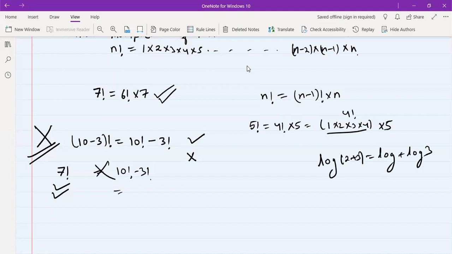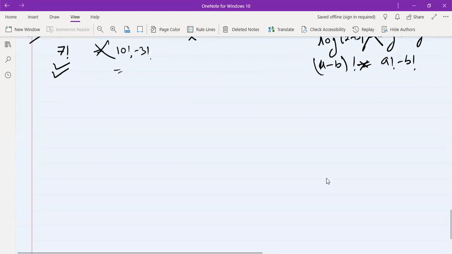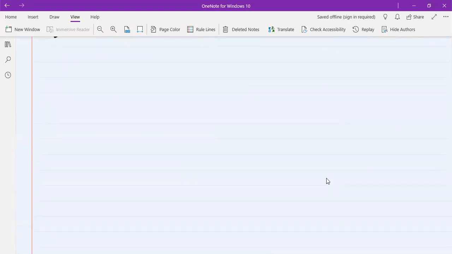No, right? In the same way, (a minus b) factorial or (a plus b) factorial cannot be written as a factorial minus b factorial. It's not just a basic thing. Factorial is also an operator, yes or no? Right, everyone? Okay, very good. Now try to solve this.